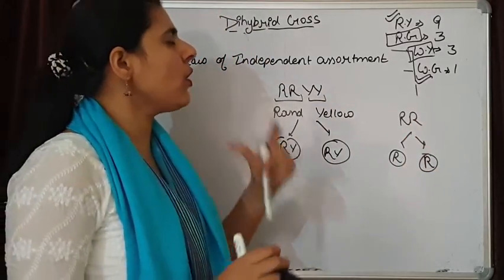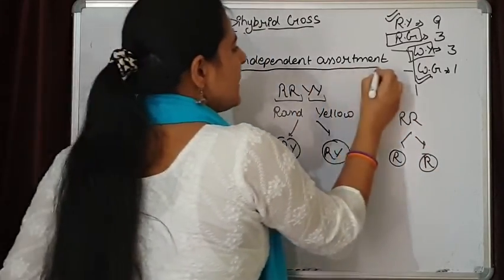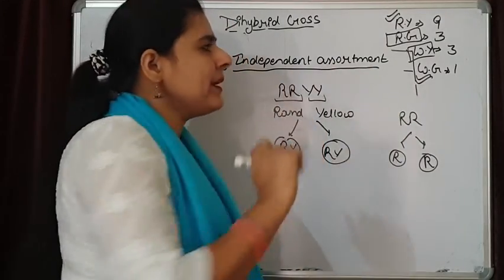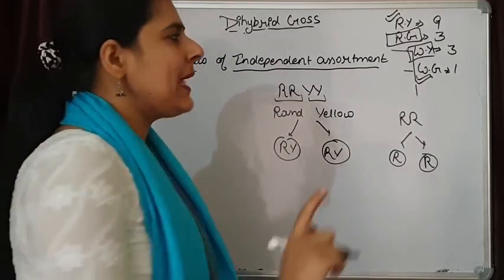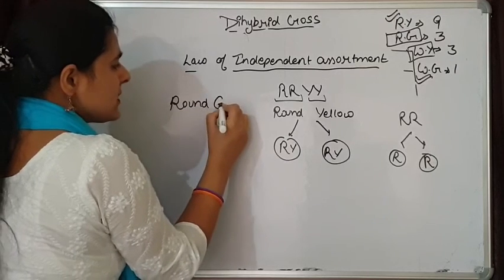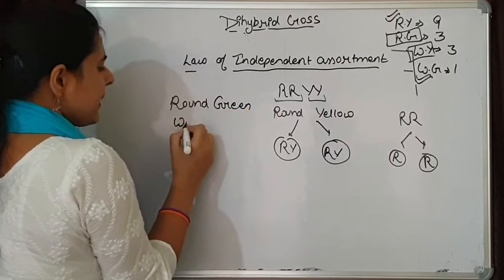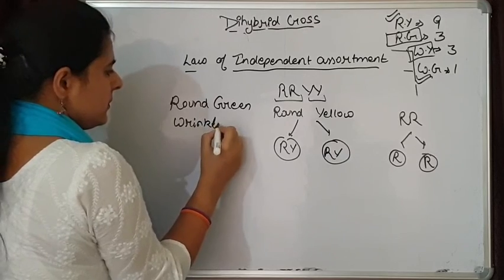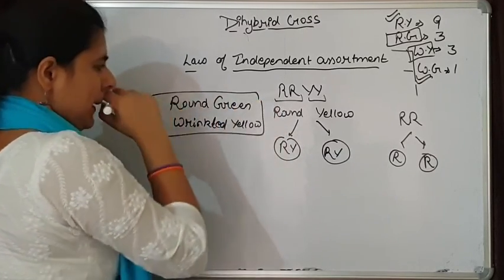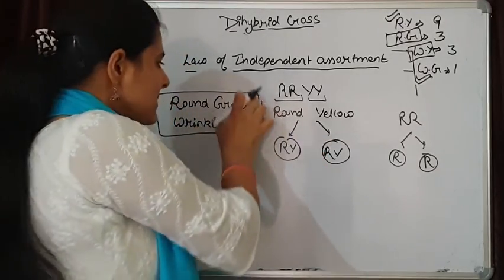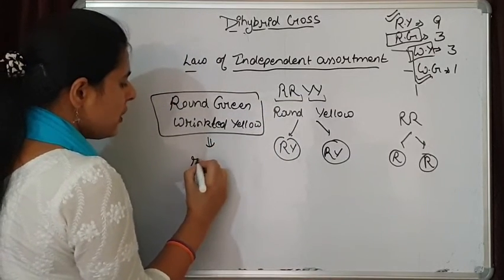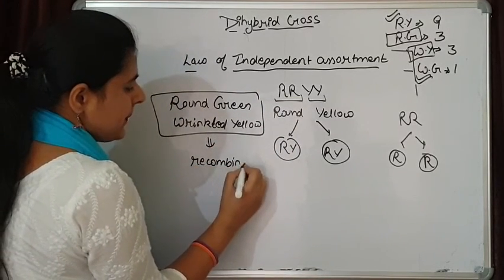Now, how did the law of independent assortment come into Mendel's mind? That is because of these recombinants that were formed. That was round green and wrinkled yellow. These were not parental types. Initially, Mendel didn't take plants like this, but they appeared in the F2 generation, and he called them recombinants.